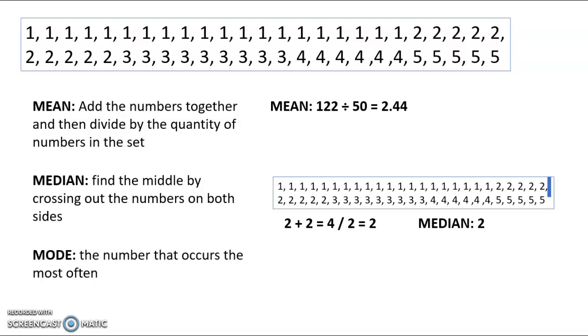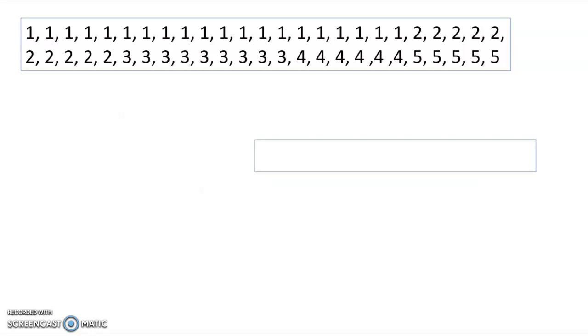The mode is the number that you wrote down the most. In this case, I wrote down the number 1 20 times. So it was written down more than any other number and will be the mode. From there, we can find our range. Our range is simply the largest number minus the smallest number. So for mine, 5 minus 1 equals 4.